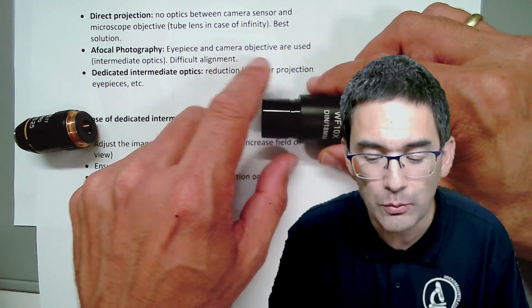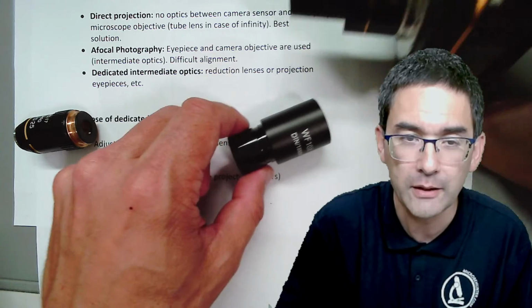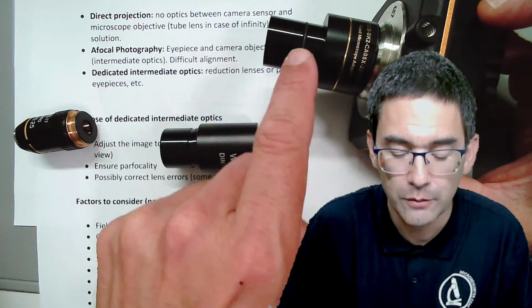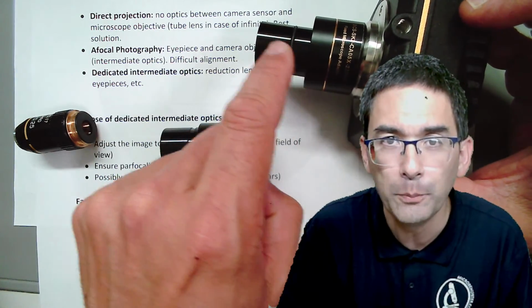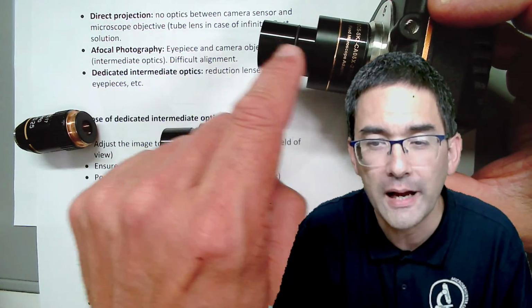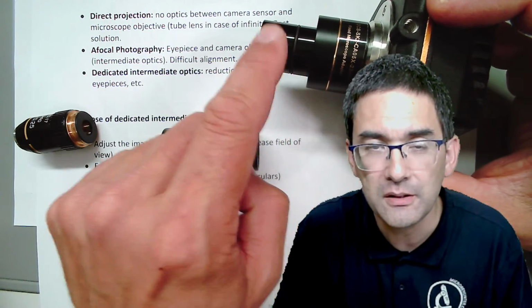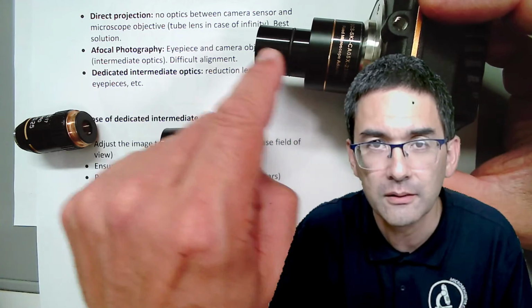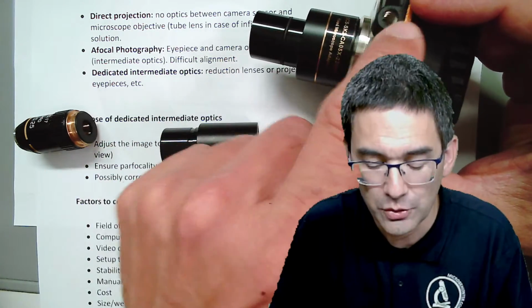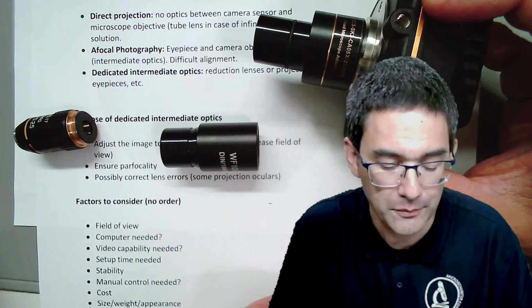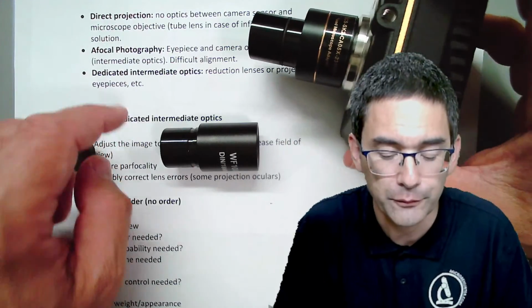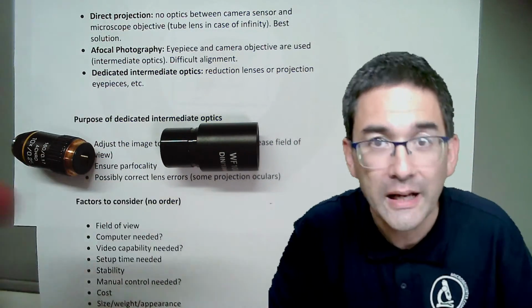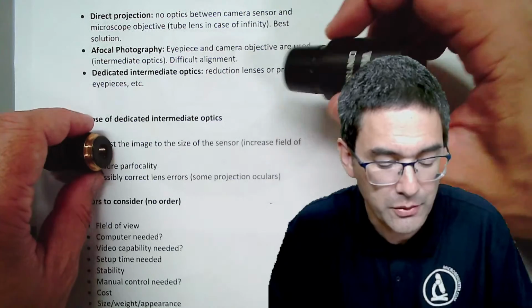And this is basically when you have over here in front of a microscope camera, you've got optics in here. And these optics are not the optics of the eyepiece, but these are dedicated optics that adjust the image so that the sensor is able to pick it up. So these are the three different modalities or methods and how you can do that.